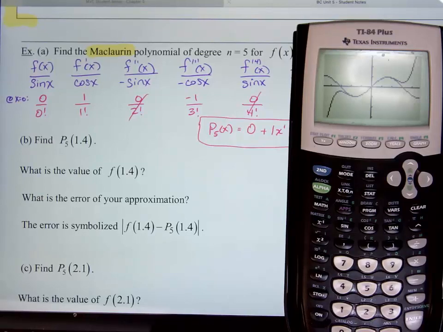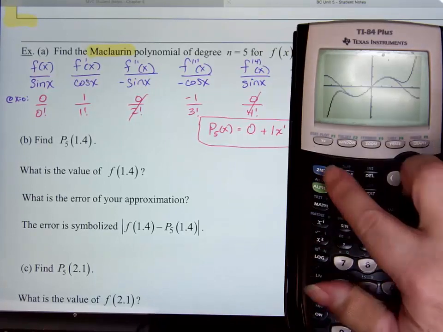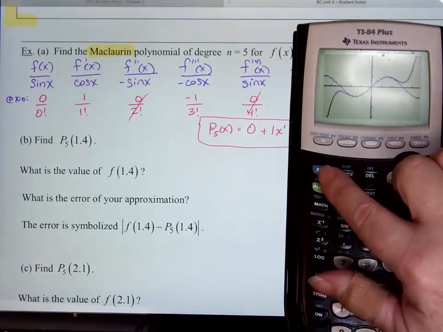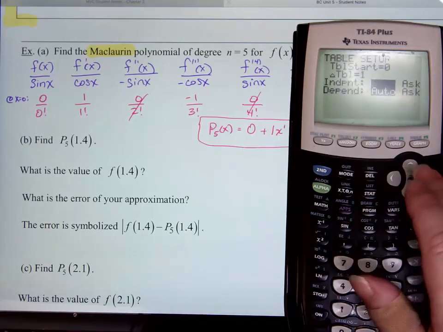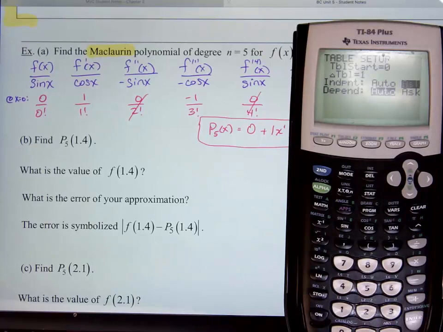Now that we have them in here, we're going to need that for part B. Find P5 of 1.4. What does that mean I'm supposed to do? Plug in 1.4 to the graph. Now, on the calculator yesterday, those of you who were here already made this change. I want everybody to go ahead and push second and window. And if your calculator does not say ask for the independent, please change it.